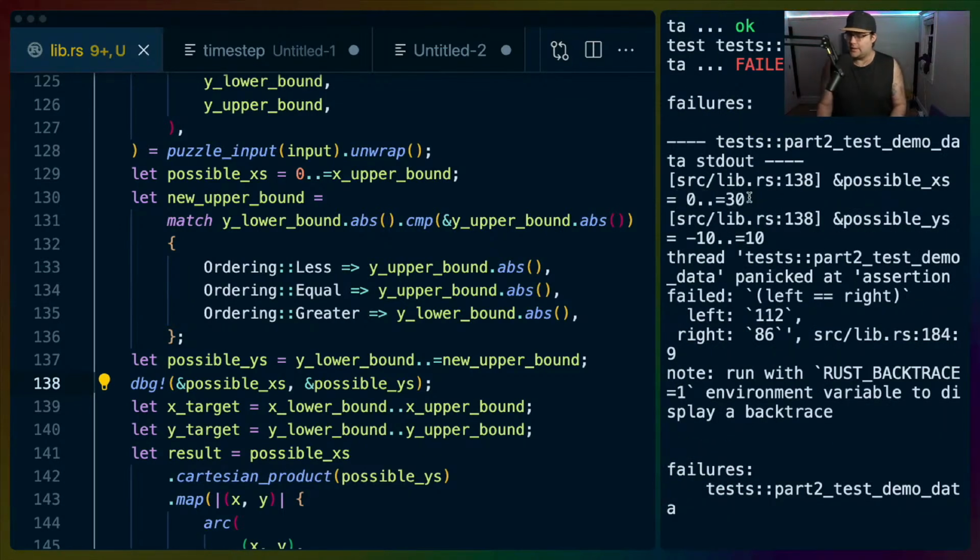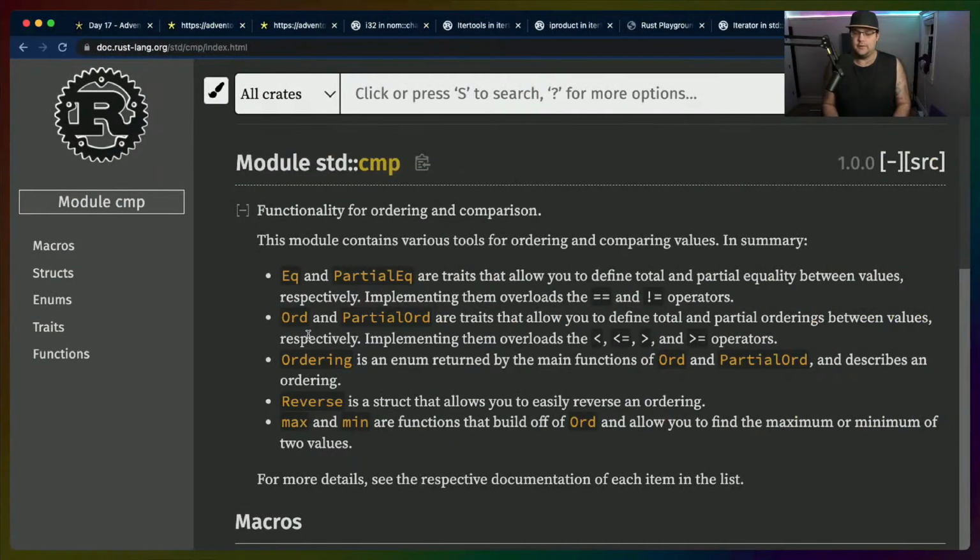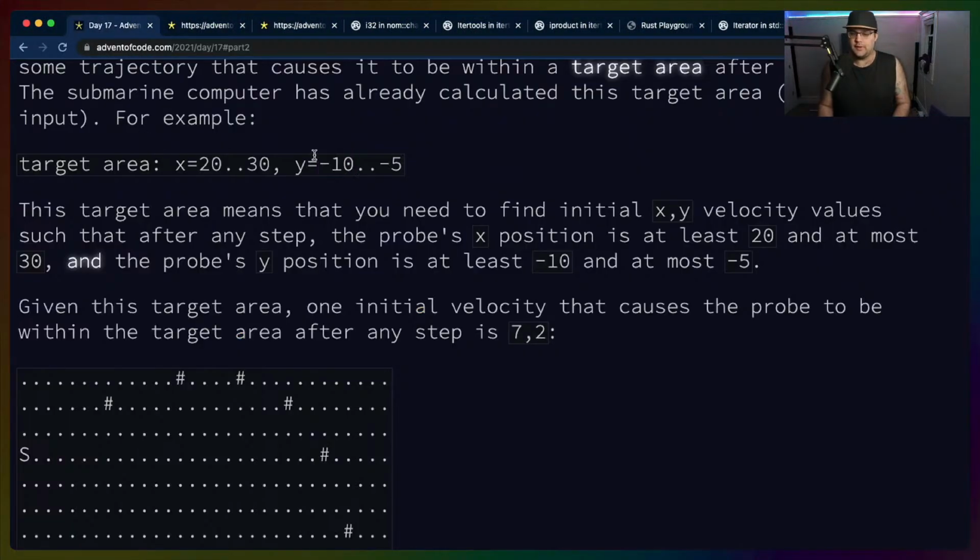So we've got 0 to 30 inclusive and -10 to 10 inclusive. We can't go negative with x. We have to go from the lower bound because the most direct shot we can take is from 0, 0 to like 30, -10. So 30, -10 would be a valid shot.